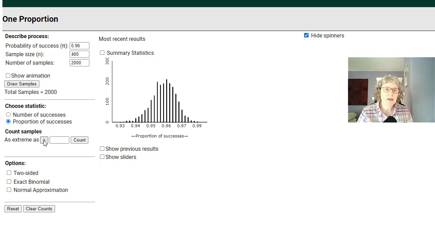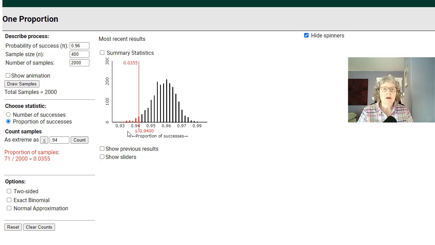Okay, so I'm going to pick the less than or equal because I have the left tail. And notice it does have the equal here, and that's because we're counting simulations that had that result or less. But when we write out the hypotheses, we don't put the equal in it because the equal is the null. But we do want to count if we got exactly 0.94. We do want to count if we got that result or less.